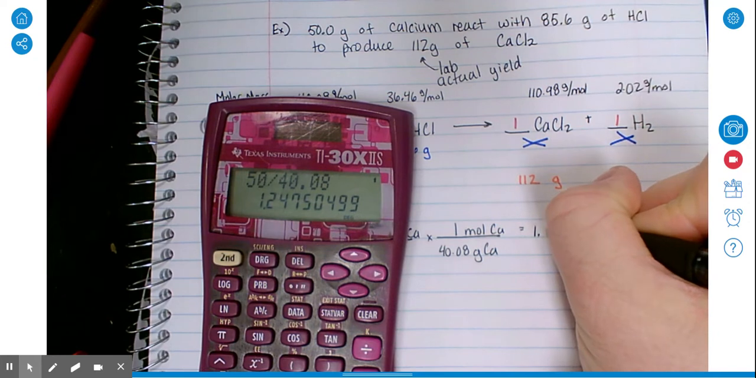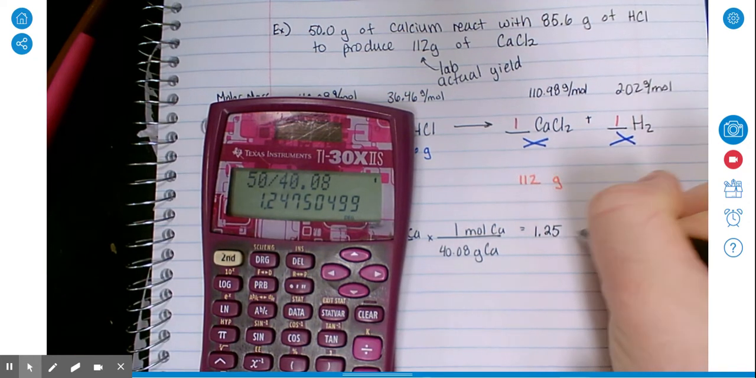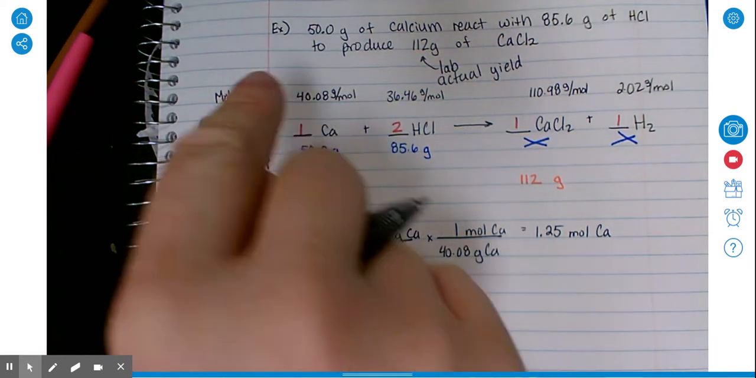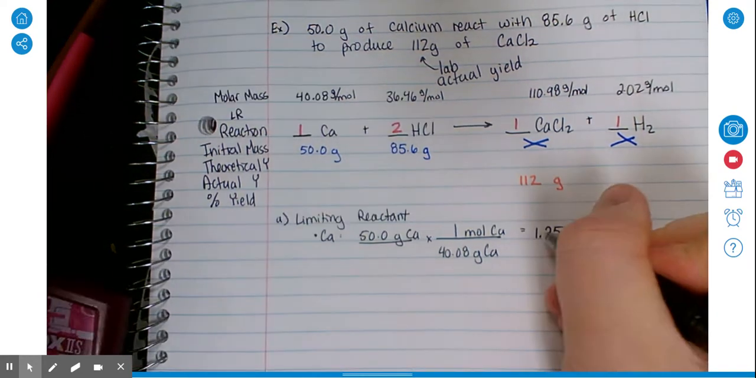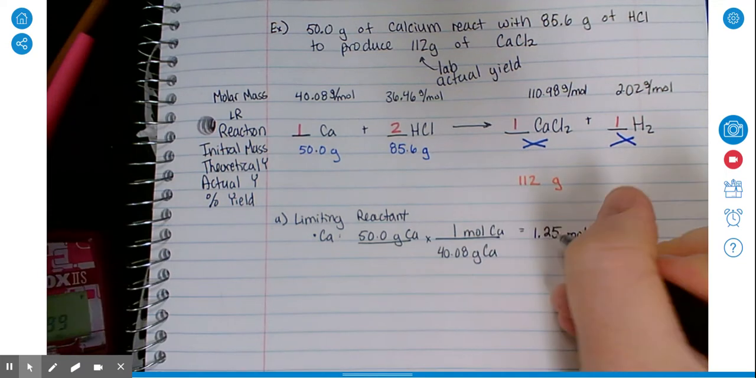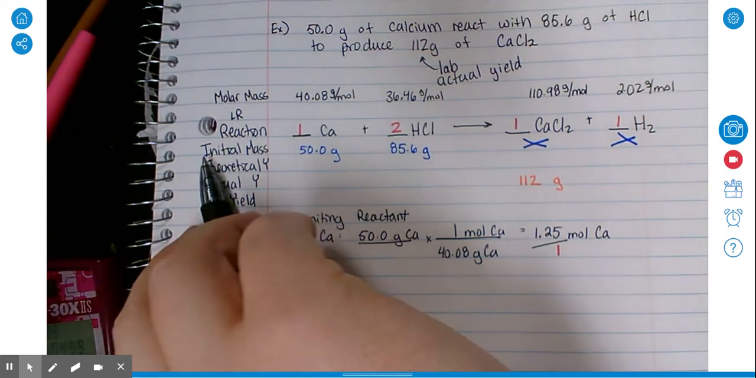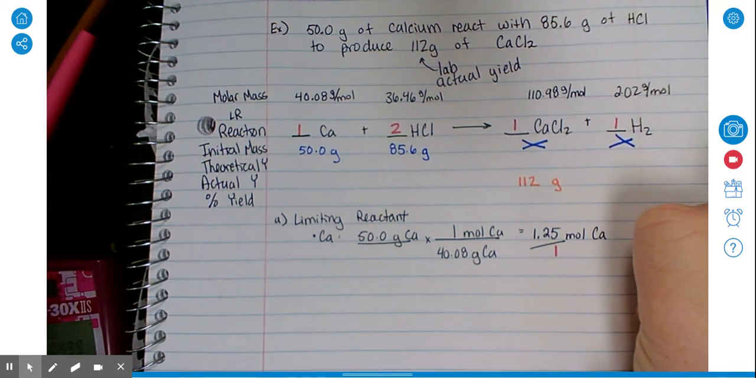I have 1.25 moles of calcium. Take the moles and divide by the coefficient. So that's going to be divided by 1. And my value for calcium is going to be 1.25.